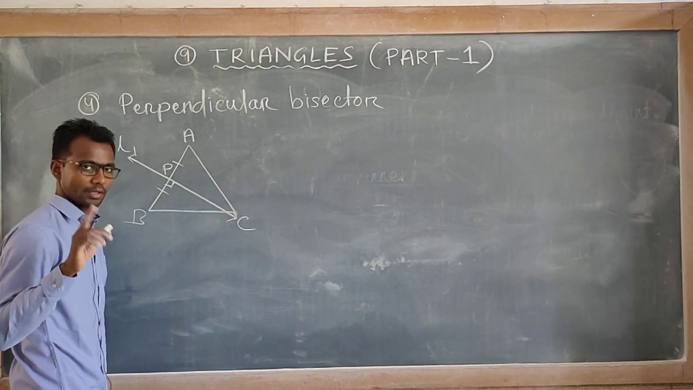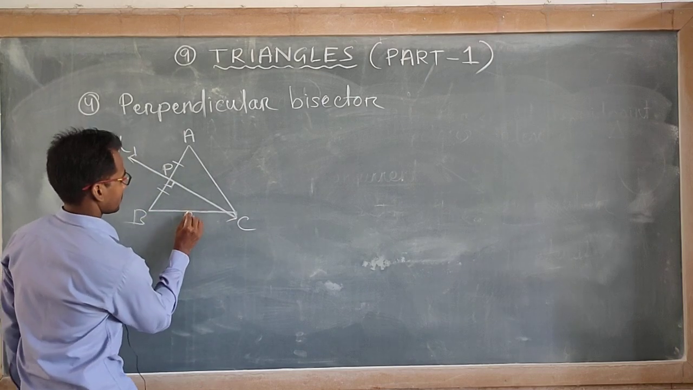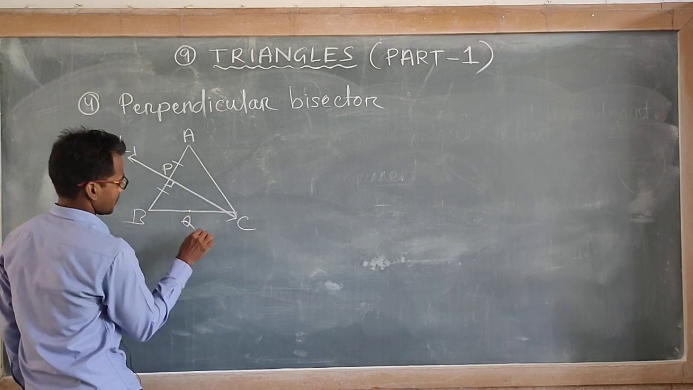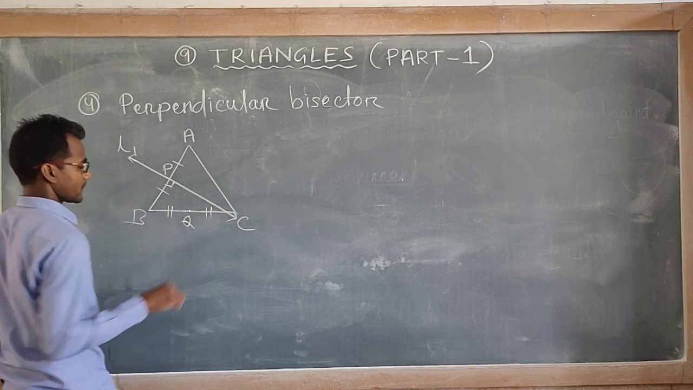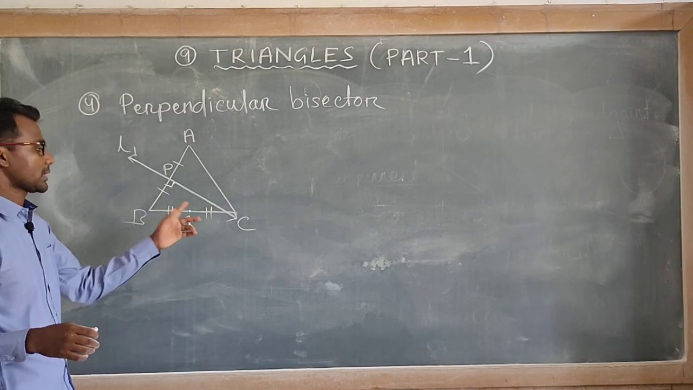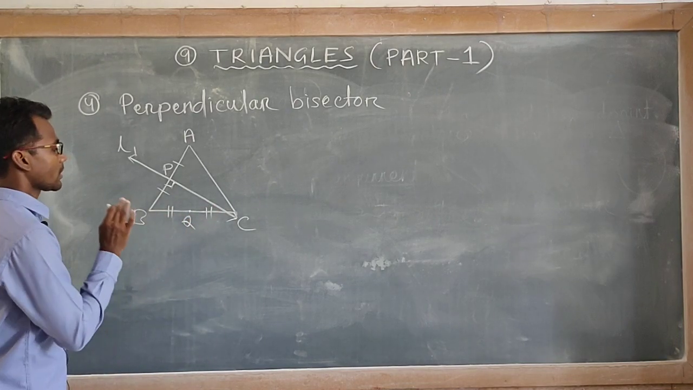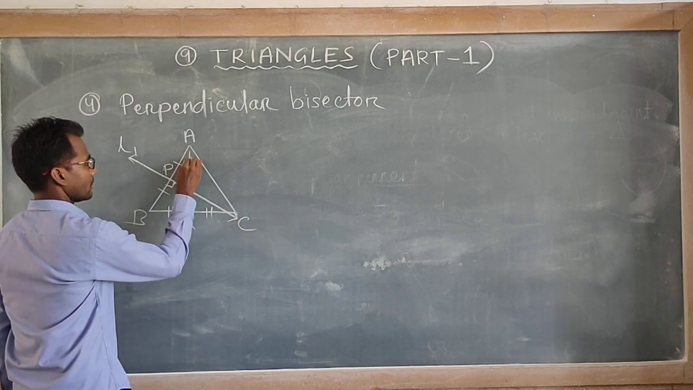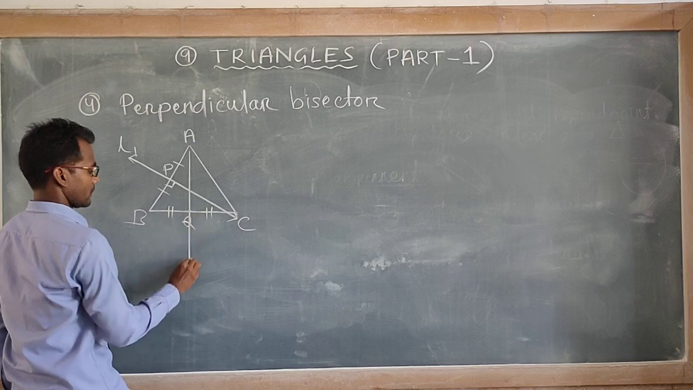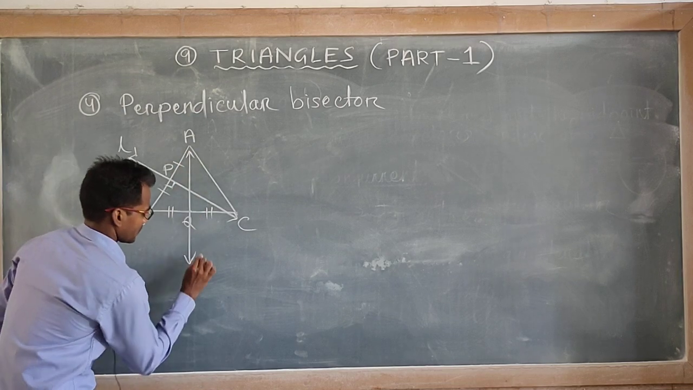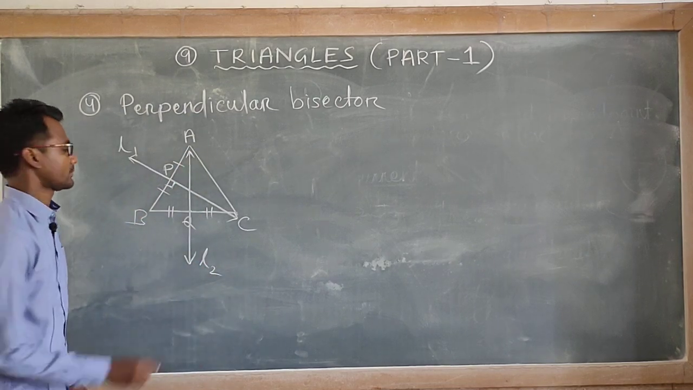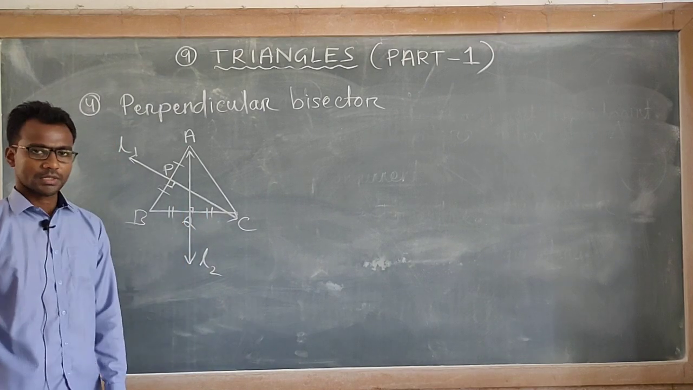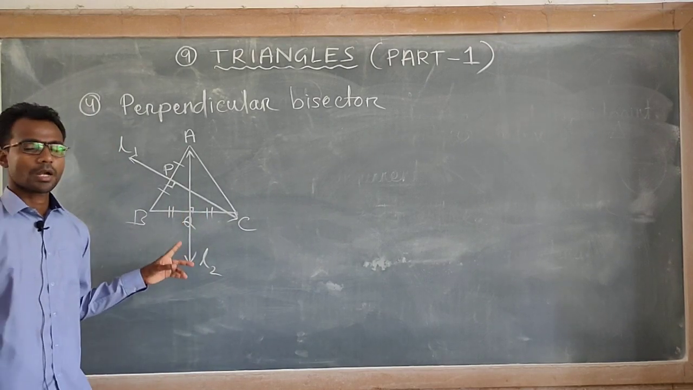Now we will draw the perpendicular bisector of BC. Suppose the midpoint of BC is Q, so BQ equals CQ. Midpoint of BC is Q means BQ equals CQ. We will draw a perpendicular through Q. Suppose this is line L2, perpendicular to BC. This is the perpendicular bisector of BC.